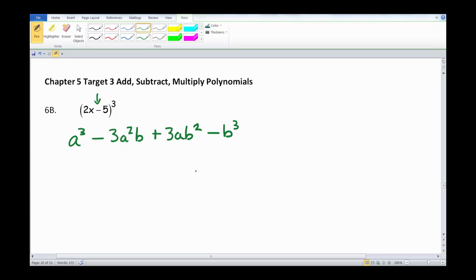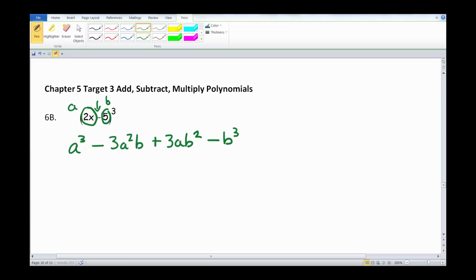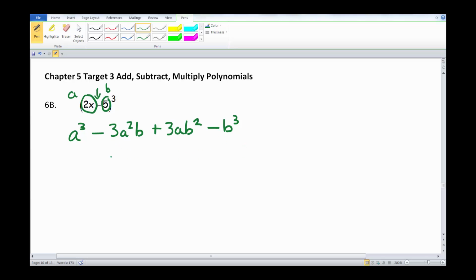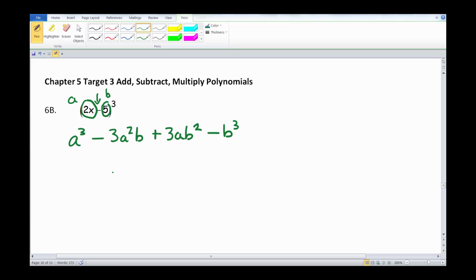Now, in just looking at this binomial being cubed, we have to first identify, well, what is our a? The a just comes from the first piece, this 2x. So here is our a. The b comes from the second piece, so it's just this number 5. Now, I've had students ask me in the past, well, Mr. B, is it -5? And the answer to that is actually no. It is just the number 5. The negative is actually taken care of through the formula, so you do not have to worry about that.